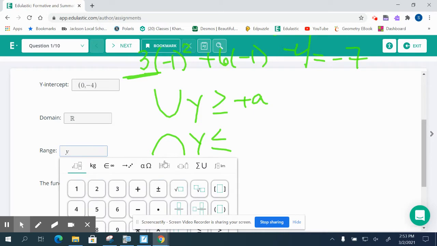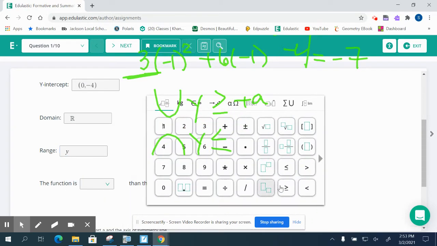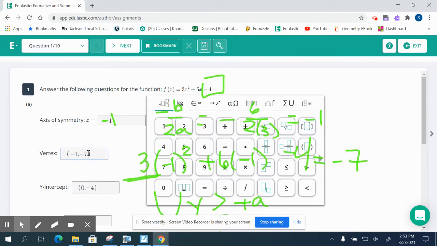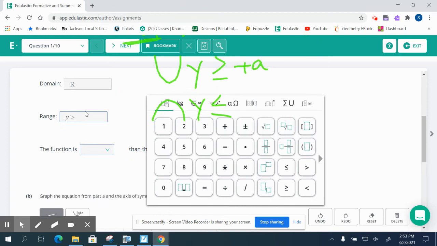So y greater than or equal to. Well, greater than or equal to what? That depends on what the vertex actually is. If you look at the y of the vertex, it's negative 7. So it's going to be y, anything greater than or equal to negative 7 for y.